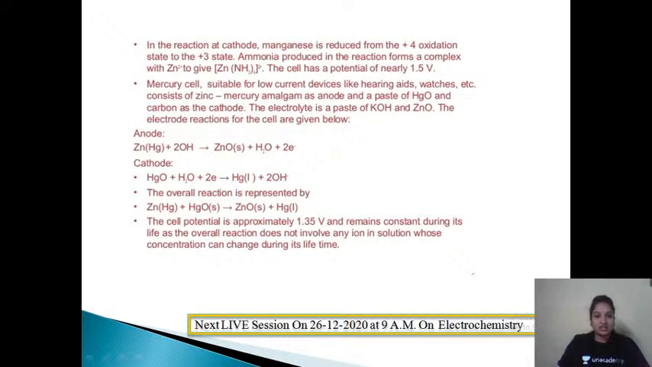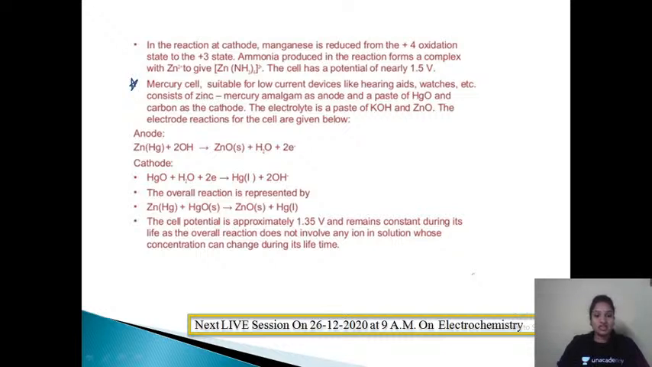Right. Next one is the mercury cell. This mercury cell is also very important. It is used in low current requiring devices like hearing aids and watches. It consists of zinc mercury amalgam as anode. Amalgam means any metal with mercury. If mercury is present, we call it amalgam. So zinc present with mercury is zinc amalgam. You don't have to mention mercury; if you say amalgam, it definitely means that mercury is present.